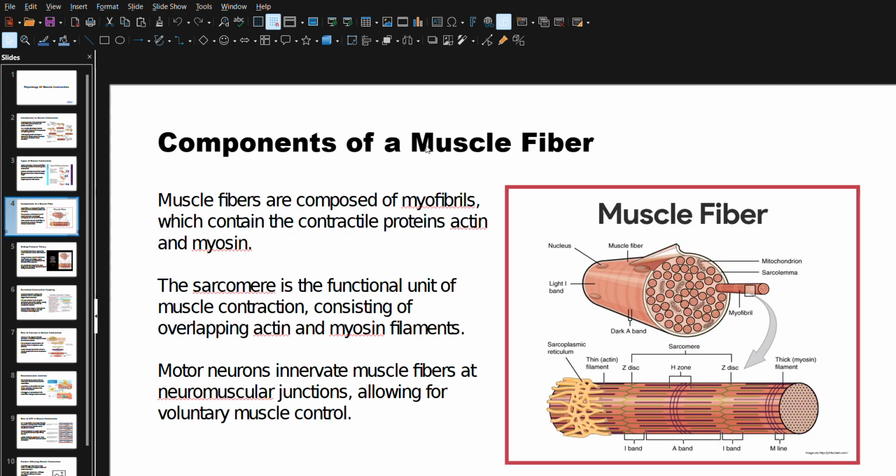Let us see what the components of a muscle fiber are. Muscle fibers are composed of myofibrils, which contain the contractile proteins actin and myosin. The sarcomere is the functional unit of muscle contraction, consisting of overlapping actin and myosin filaments. Motor neurons innervate muscle fibers at the neuromuscular junction, as I told you in the previous explanation, allowing for voluntary muscle contraction. Here in the diagram you can see the muscle fiber.